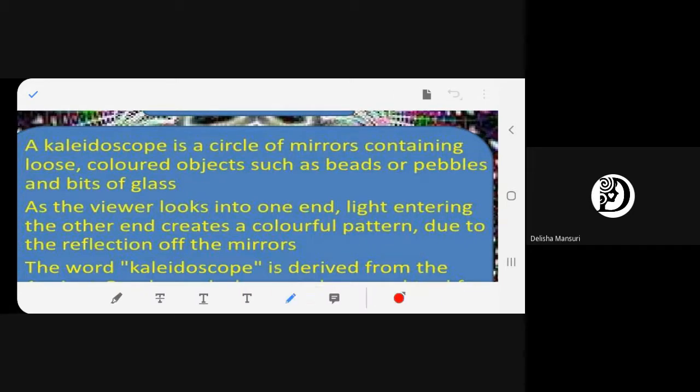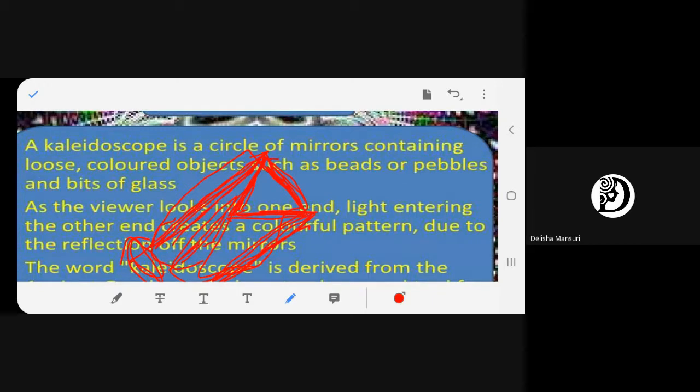Now what is kaleidoscope? Now this is a circle of mirrors. For example, this is one, this is the second mirror, and this is the third mirror. So one rectangle is on this side, one rectangle is on this side. This is how the mirrors are attached. Got it now? And we get a tube form over here. We get a tube. This is how the kaleidoscope is made.